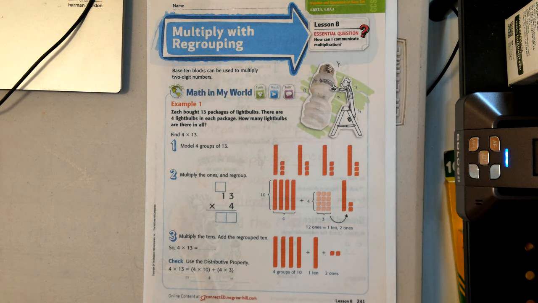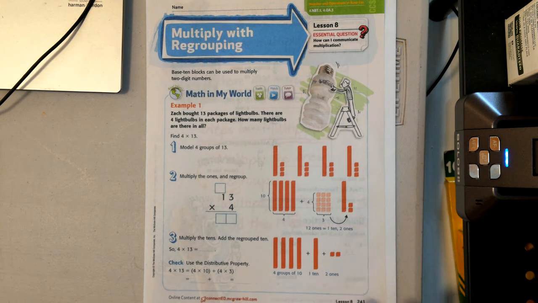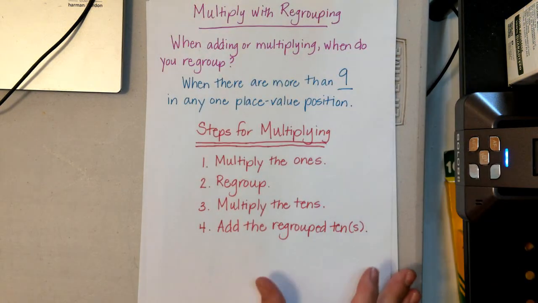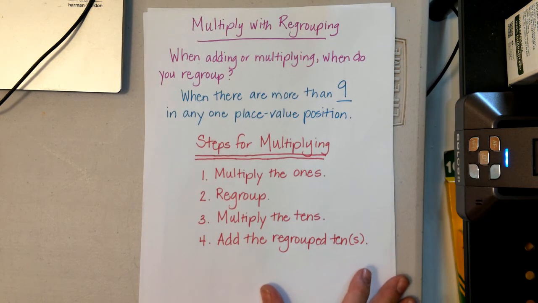Hi, so for today's lesson, we're going to be multiplying with regrouping, and it's chapter 4, lesson 8. And we're going to talk about a couple things before we get to the examples. So I'm going to ask you this question. When adding or multiplying, when do you regroup?